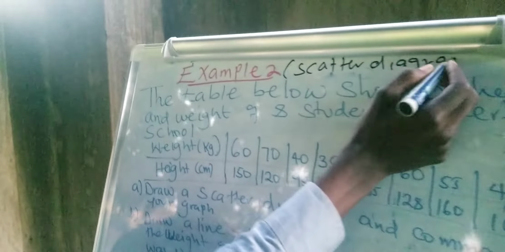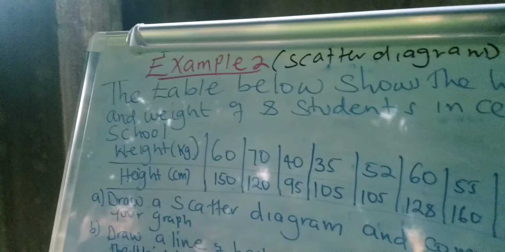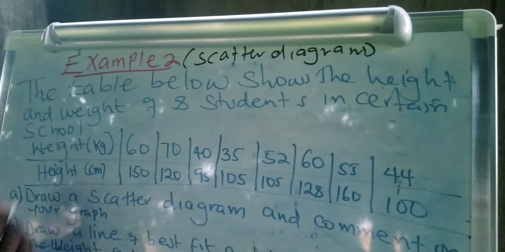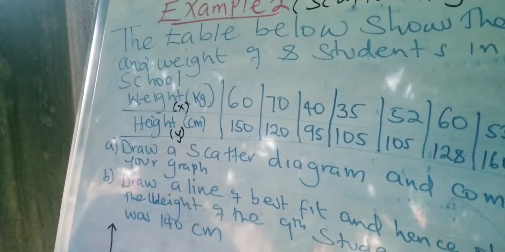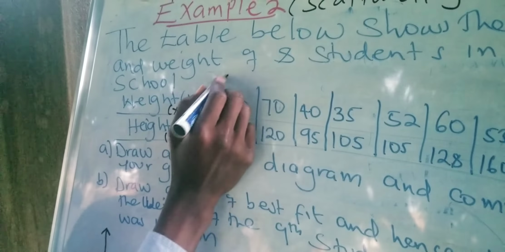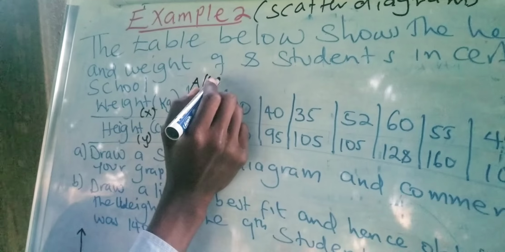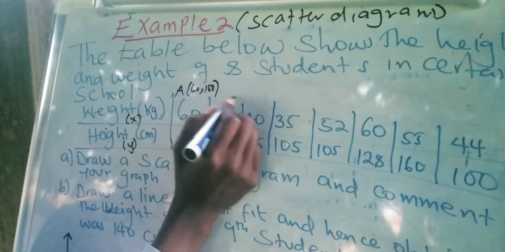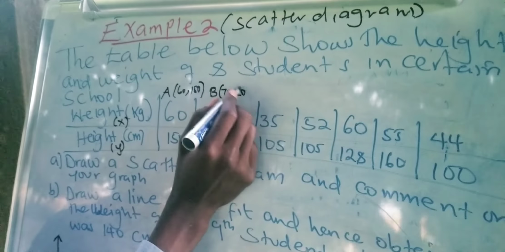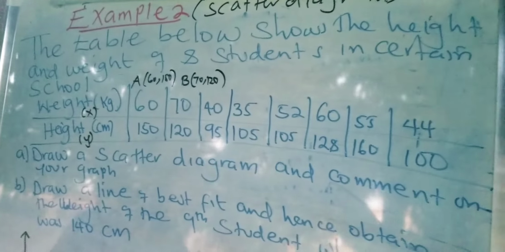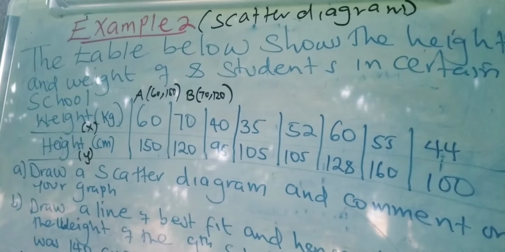So this is example 2 on scatter diagrams. We have said to plot the scatter diagram, you are given two parameters like here. I can call this my x and call this my y. So I have my coordinate here. This will be my coordinate of A. I can call this A, 60 and 150. I have B, which is 70 and 120, and so on and so forth. Consider them as points, just as we used to plot in primary school.